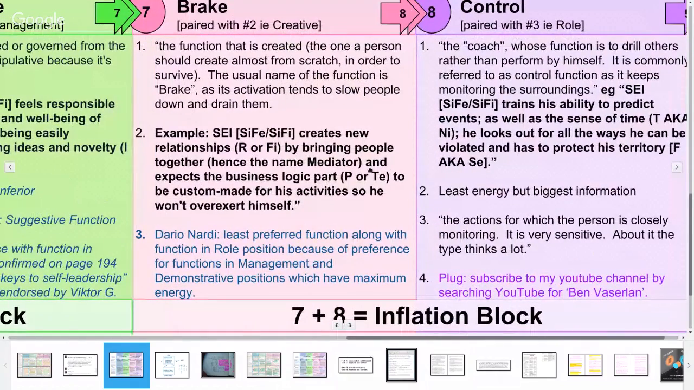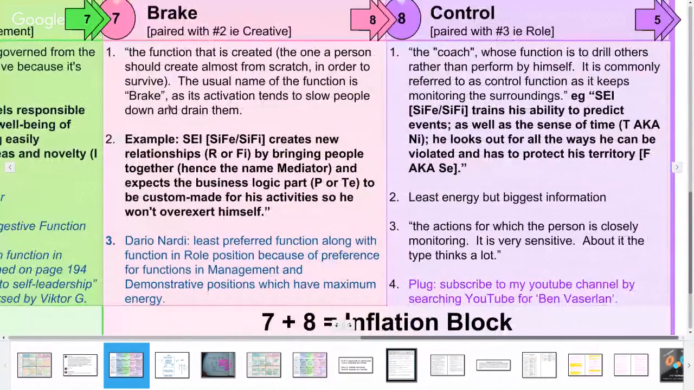Right. Now remember what it said here. The function. Now, I asked Maria in the actual hangout, what does this mean? And she said she didn't quite know, but I'll have a bash at explaining it. The function that is created, the one a person should create almost from scratch in order to survive. The usual name of the function is break, as its activation tends to slow people down and drain them.